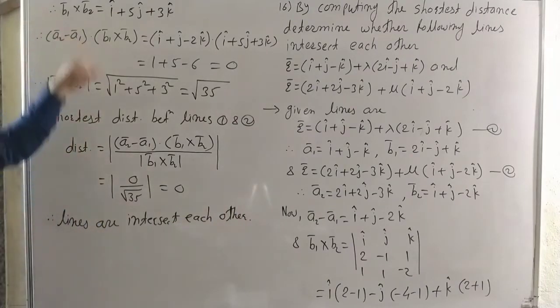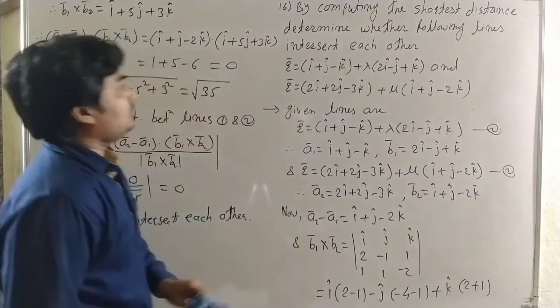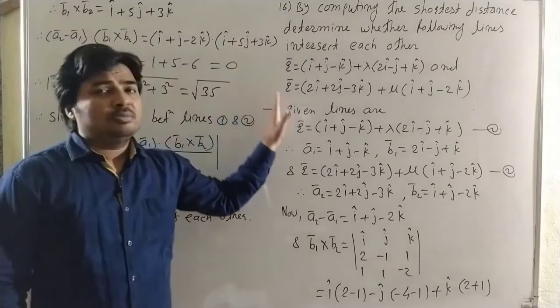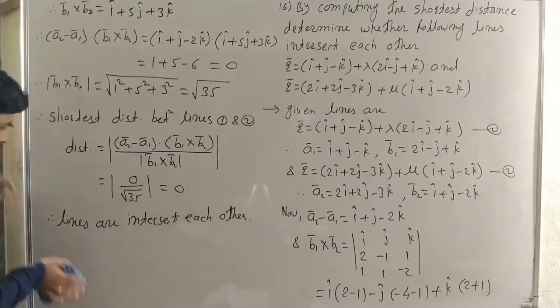Intersect each other here. See carefully. Now we see the next example. Here, if the shortest distance between the lines is 0, then the lines intersect. Now we see the second example.